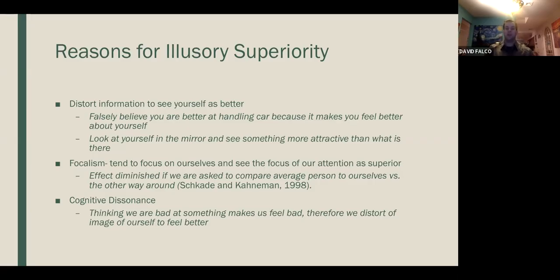And in a similar way, we might feel cognitive dissonance towards areas about us that we feel bad about. For example, we really do want to feel that we are a great person, a great human being. But if we are struggling at something like driving, we'll distort our perception of what our driving is so that we can then feel better about ourselves.